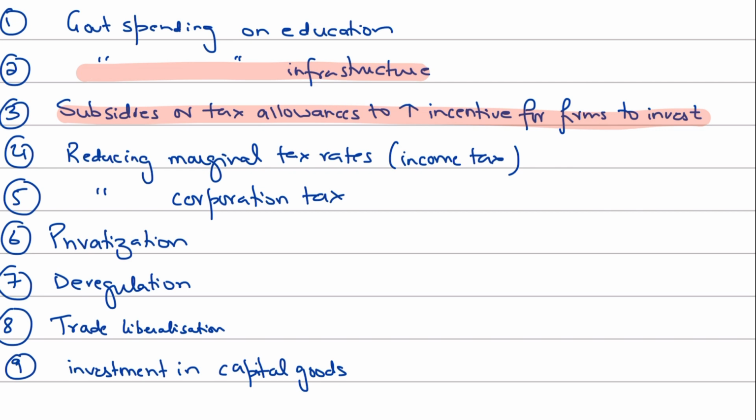All of these investments improve both the quality and the quantity of the capital stock in the economy, and they also boost the productive efficiency in the economy, shifting the LRAS from LRAS 1 to LRAS 2.